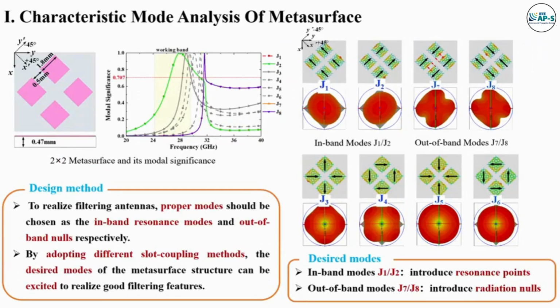Characteristic mode analysis is performed on the simple 2x2 uniformly distributed square metasurface structure. To realize filtering antennas, modes J1 and J2 are chosen as the in-band resonance modes and modes J7 and J8 are chosen as out-of-band nulls respectively. By adopting different slot coupling methods, the desired modes of the metasurface structure can be excited to realize good filtering features.